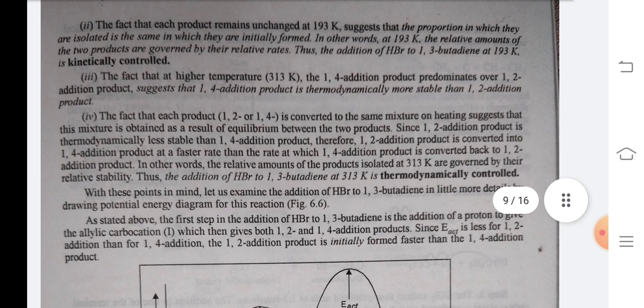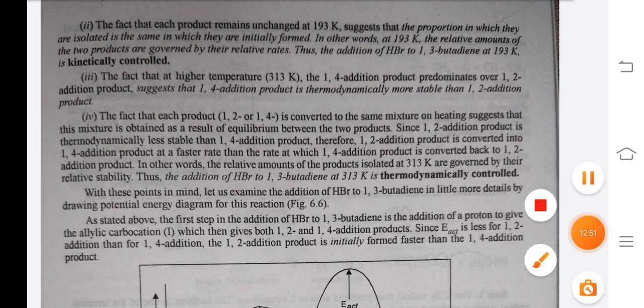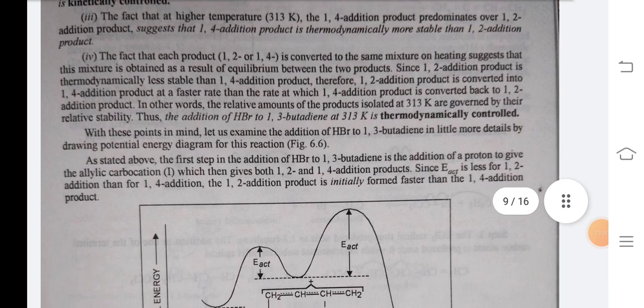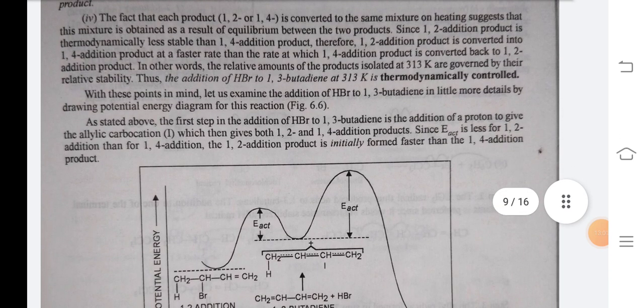The fact that each product is converted to the same mixture on heating suggests that this mixture is obtained as a result of equilibrium between the two products. Since the 1,2 addition product is thermodynamically less stable than the 1,4 addition product, the 1,2 addition product is converted into the 1,4 addition product at a faster rate than the rate at which the 1,4 addition product is converted back to the 1,2 addition product.